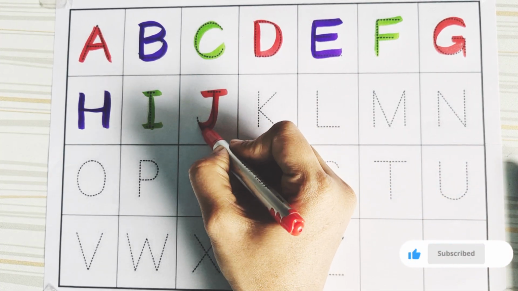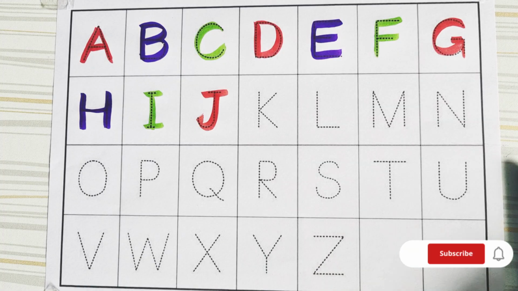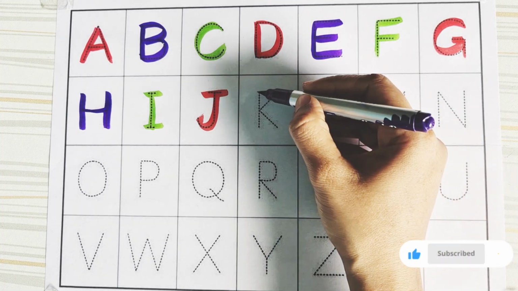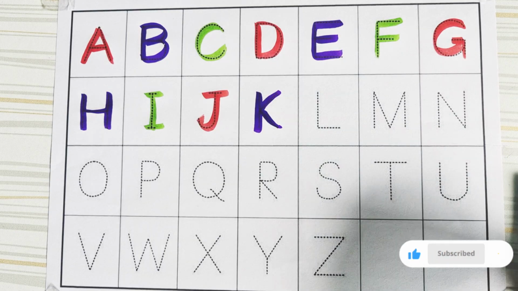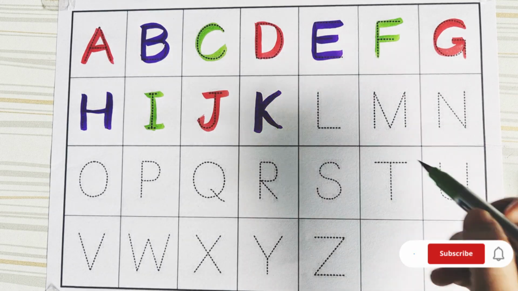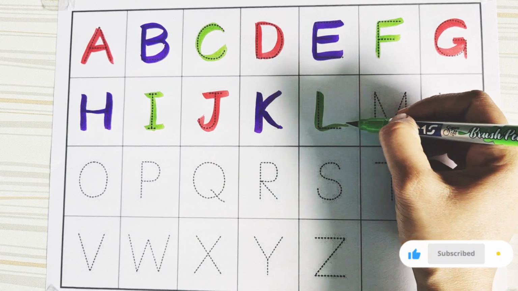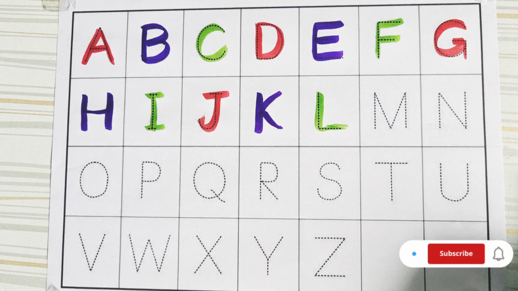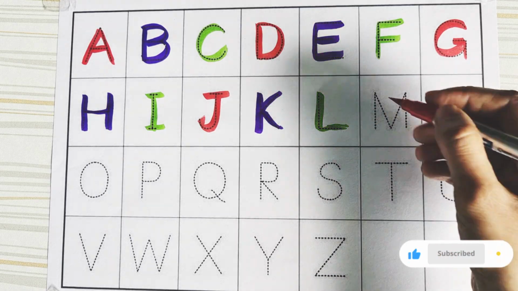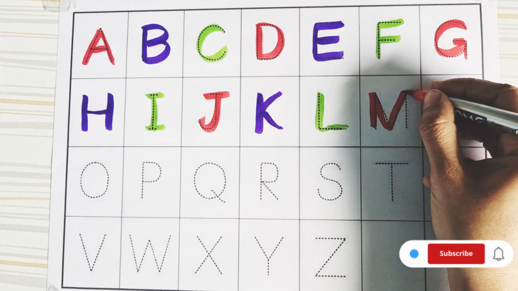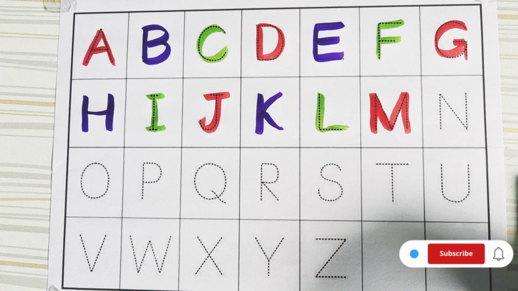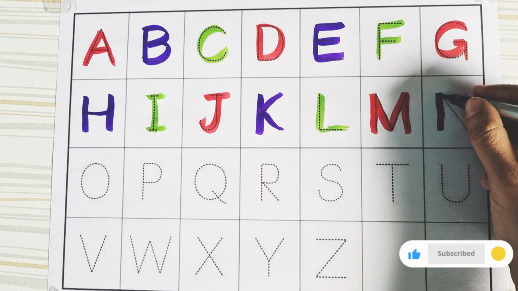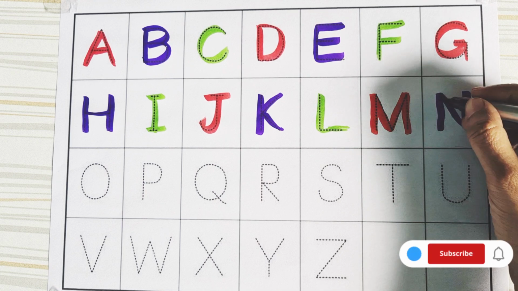J for juice. K for kite. L for lemon. M for monkey. N for nest.